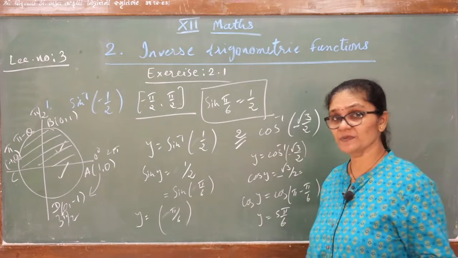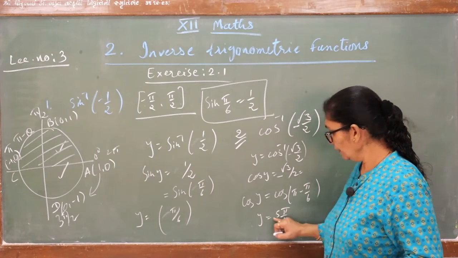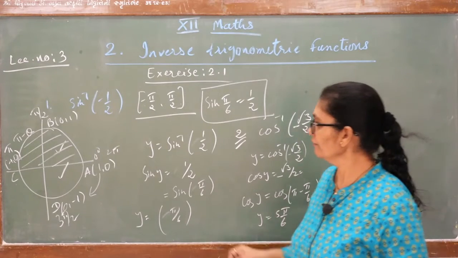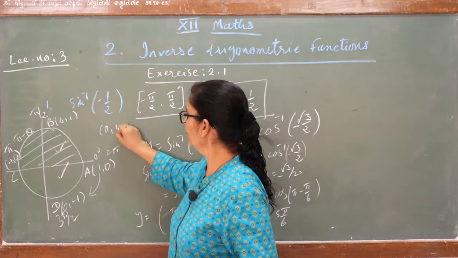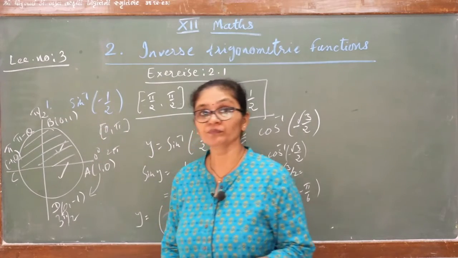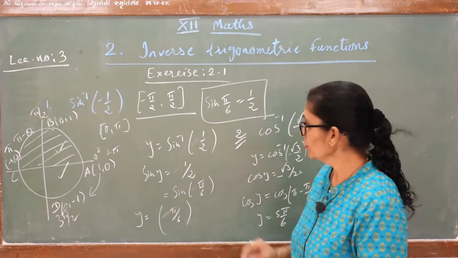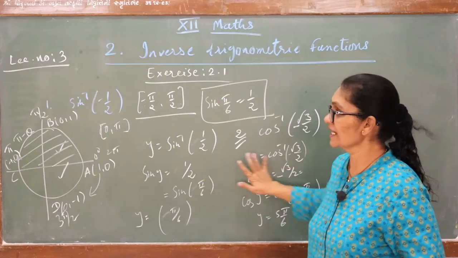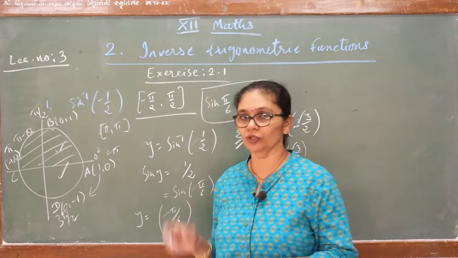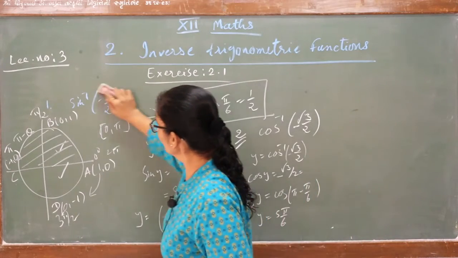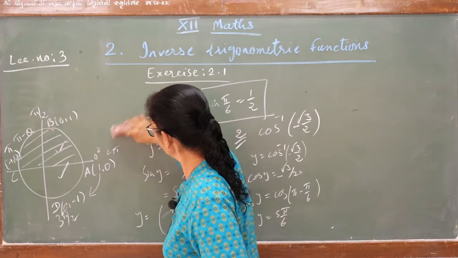Now 5 pi by 6 means what? 30 into 5, 150, and 150 lies between 0 to pi. 0 to pi means what? 0 to 180 degrees. So what is the difference between the plus sign and the minus sign? I have shown it in both questions. Similarly, let's continue with the third question.